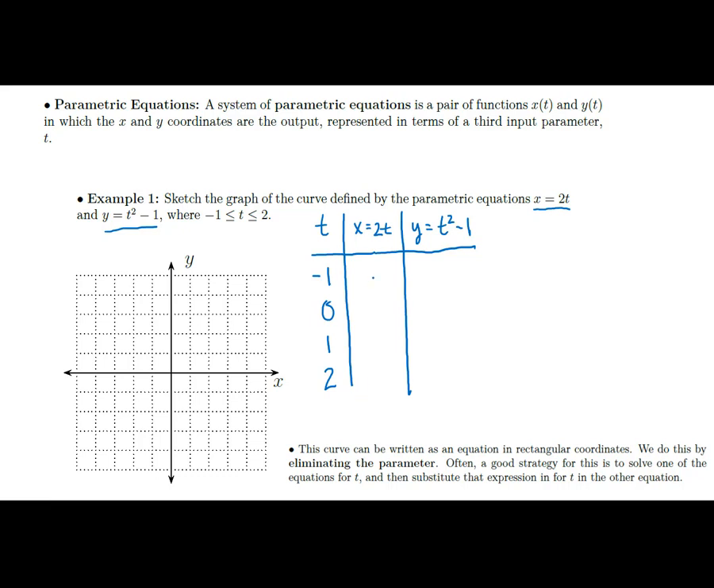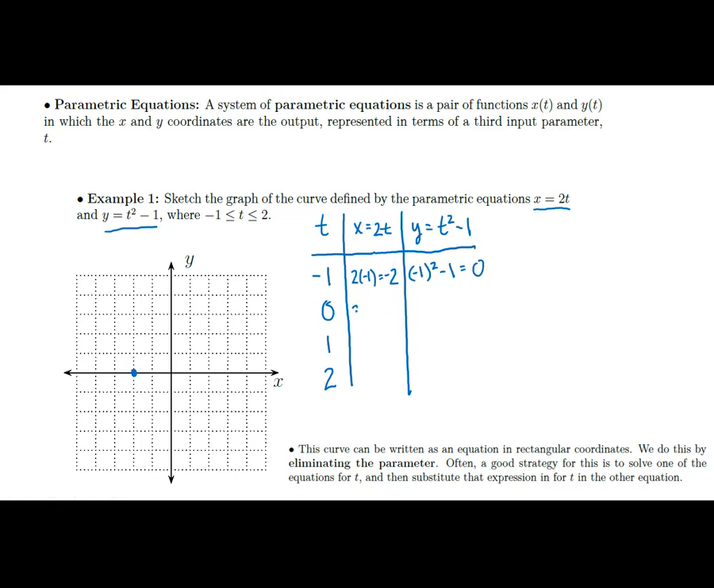So if t is -1, of course that means x is -2, and then y is -1 squared minus 1, which is 0. So when t is equal to -1, x is -2, y is 0. Of course the parameter t is not visible on the graph, but what I know is that this point is achieved when t is -1. So again, thinking of time, we could say we're at this point 1 minute before a particular event.